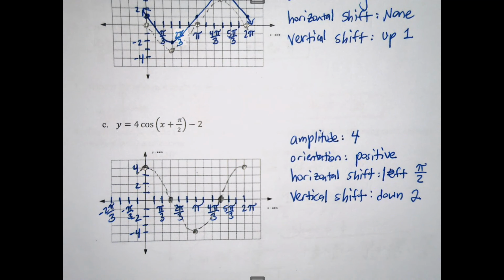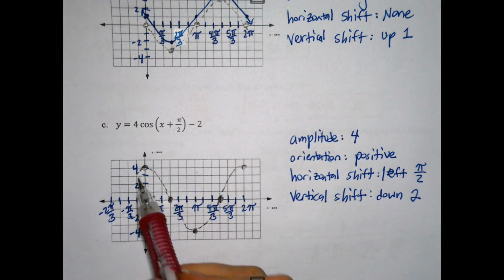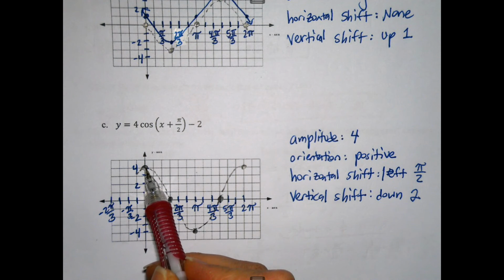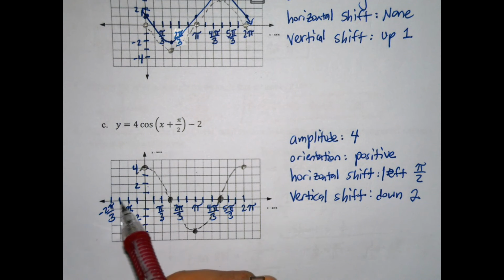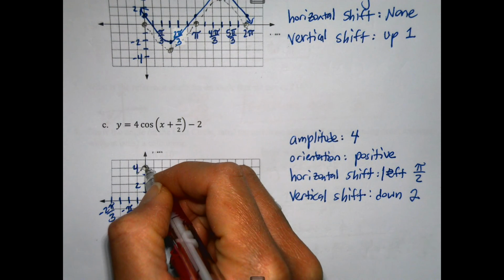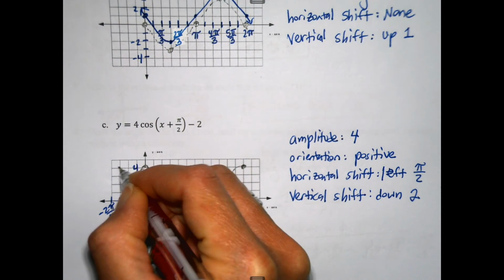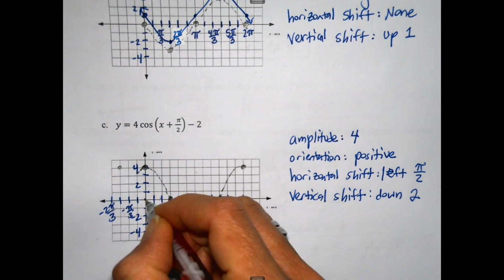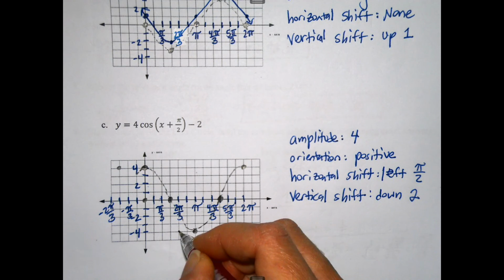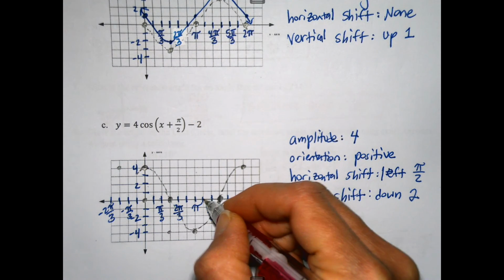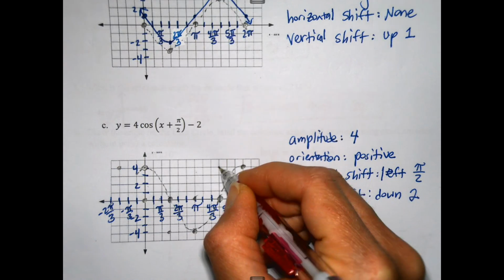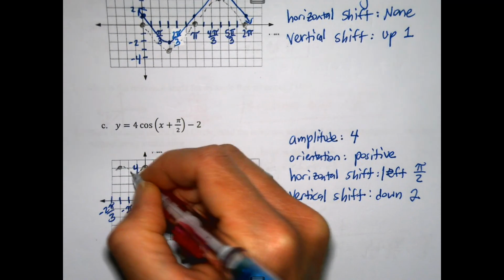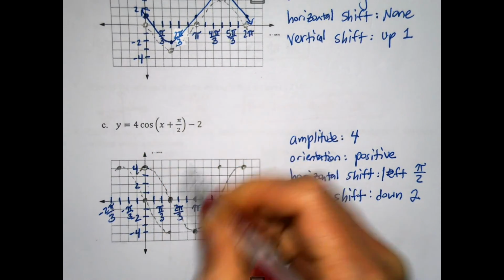Then we can deal with our horizontal and vertical shift. Our horizontal shift is left by pi over 2. I'm going to take each of these points, and pi over 2 happens to be 3 lines on my graph. I'm going to move everything over 3 lines. And that gives me my graph with my horizontal shift.